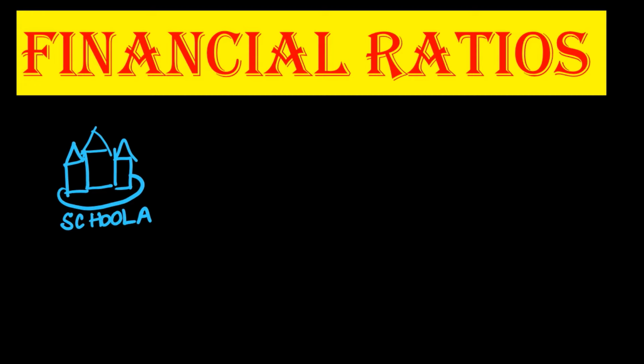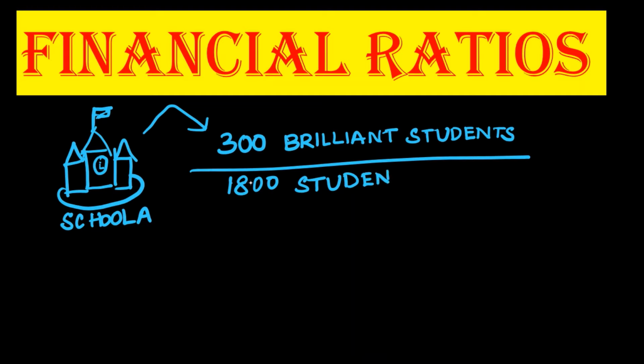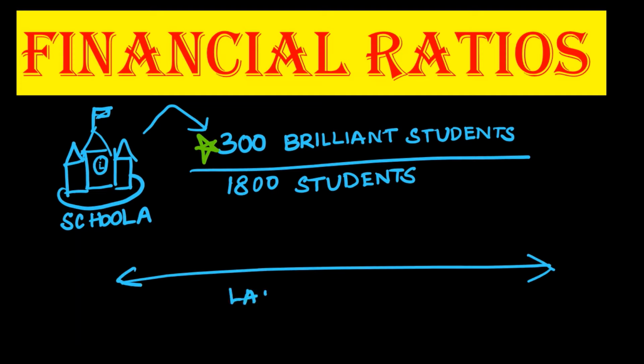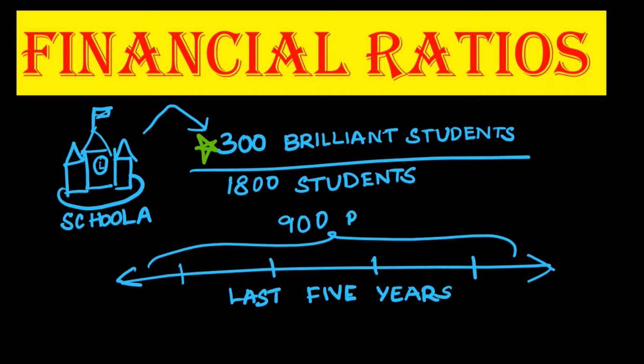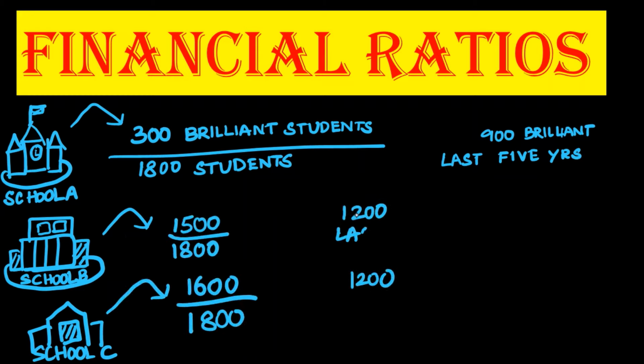Let's take an example. School A is producing 300 brilliant students scoring above 80%. Okay, good. But what if I say the school has a total of 1800 students and is producing 300 brilliant students scoring above 80%? If I say over the last 5 years on average the school produced 900 such students. If I say schools B and C this year produced 1500 and 1600 such students, with an average of 1200 such students over the last 5 years.